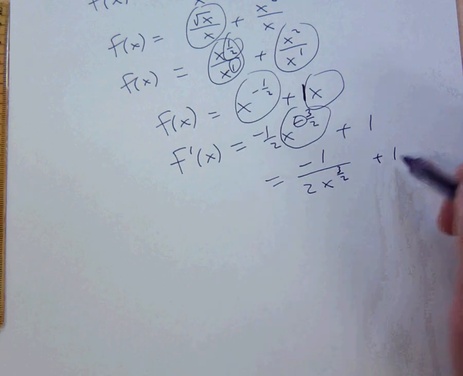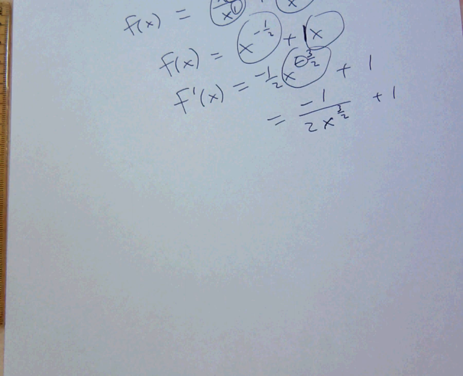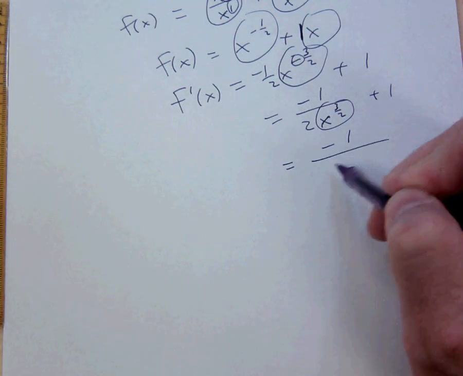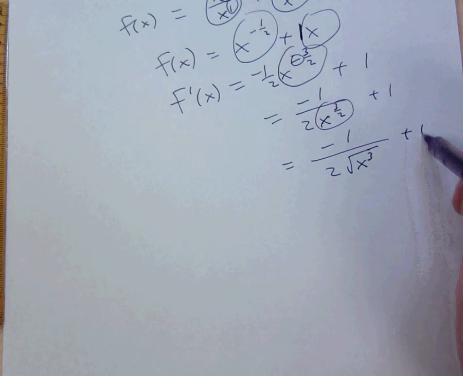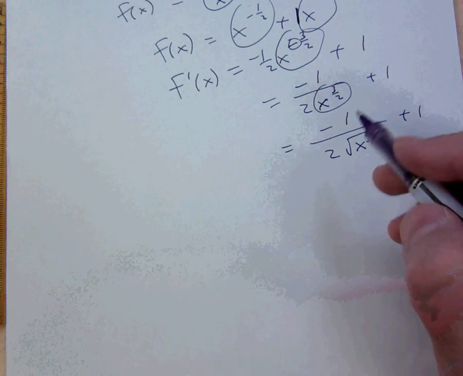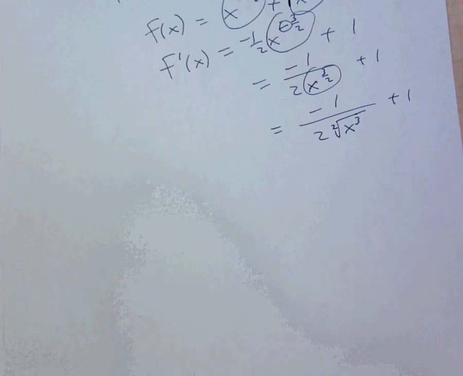Right? Everybody agree? Am I going to leave my answer like that? No, I am not. I'm going to change this to radical form by writing it as the square root of x cubed. Am I going to leave my answer like that? No. Why not? Because when the exponent is bigger than the root, you can simplify further, can't you? Remember that from the summer packet?